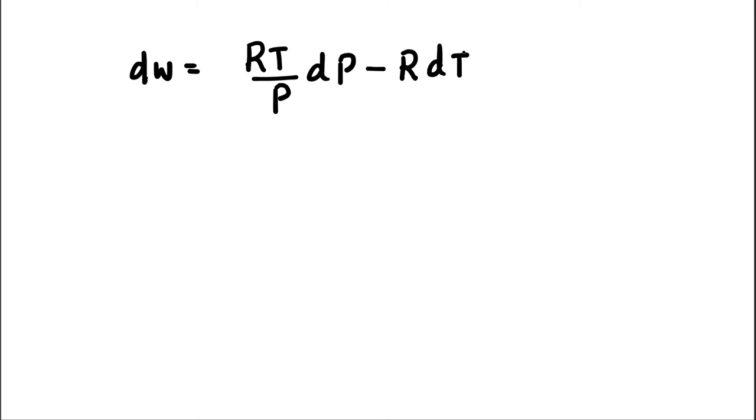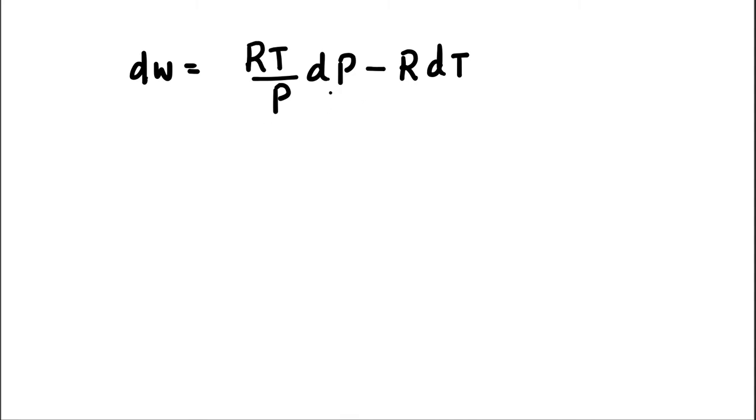So now let's take the other way. Let's try to prove dW is an exact differential. If it is proved wrong, then it is obviously going to be an inexact differential. Okay, let's take Euler's criteria. What is the Euler's criteria?